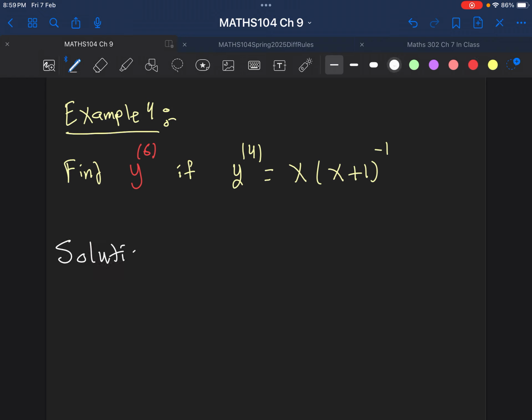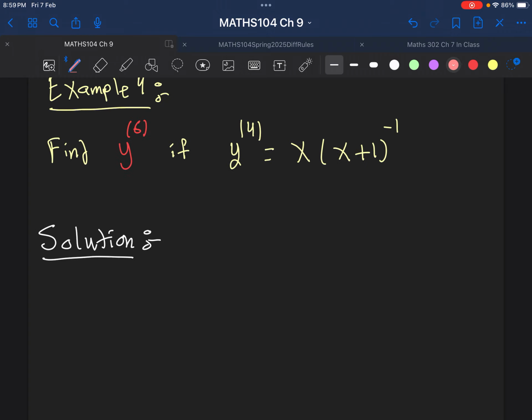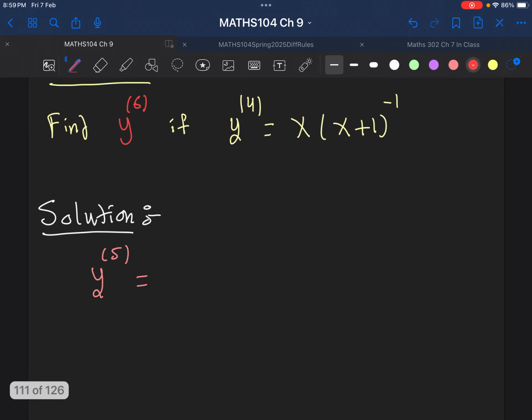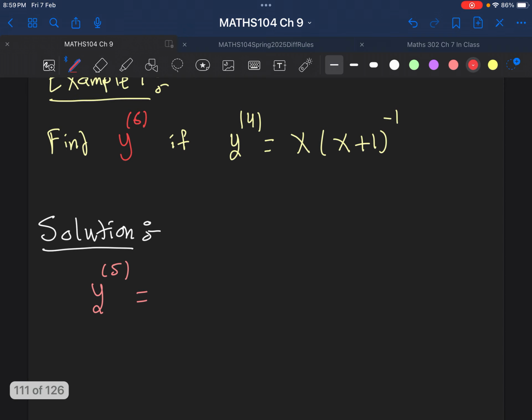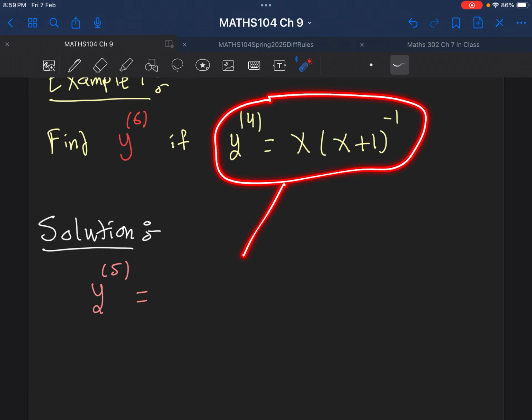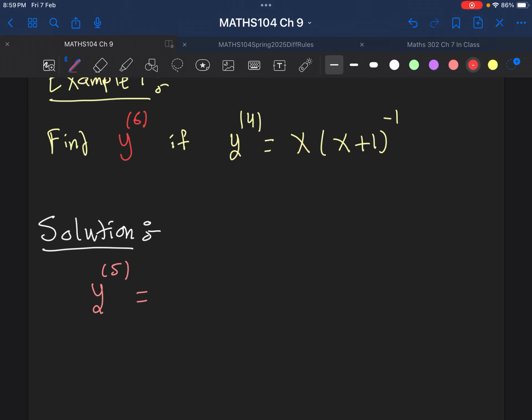We need to find y power 6, which is the sixth derivative, and I have the fourth derivative. So the first step, I need to find what will be the fifth derivative. After that, we will find the sixth derivative. Now, how do we find the fifth derivative? We take this one and we find the derivative. Here we will use the product rule. So it will go as follows.